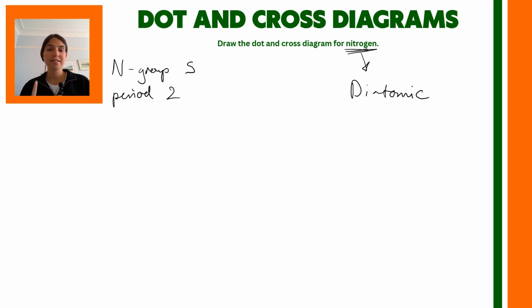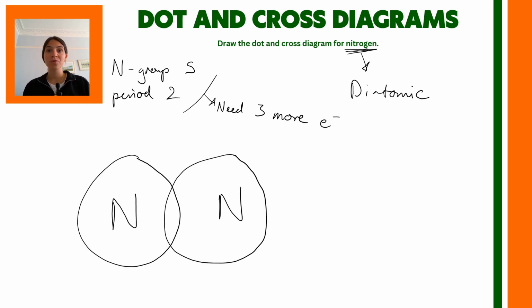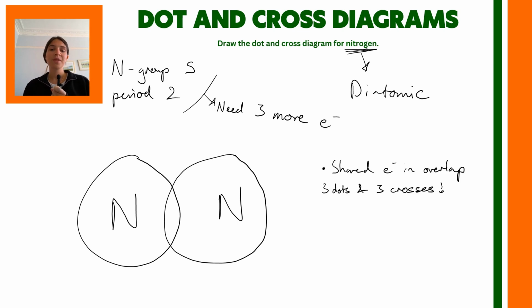Okay, fine. So we're dealing with nitrogen. It's diatomic, it's in period 2, and it's in group 5. So since it's in group 5 and period 2, it needs 8 electrons to have a full outer shell, has 5 electrons currently, so needs 3 more. Diatomic, so I can draw quite comfortably that there are 2 nitrogens here, and I've got that overlap in the middle. And I need to put my shared electrons in the overlap first.